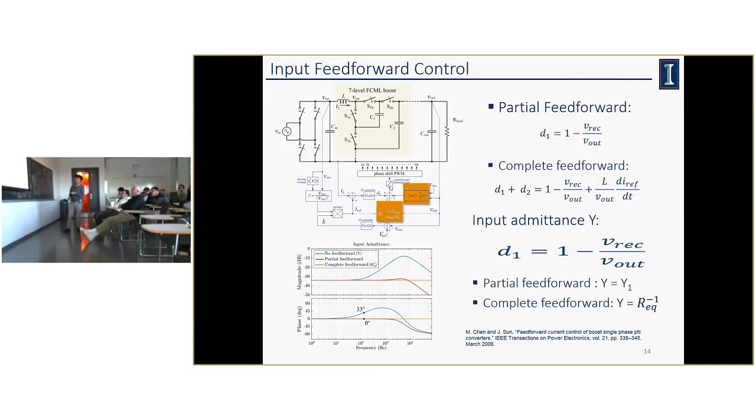And with that, we chose partial feedforward because this is relatively easy to implement, because we just need to sense this node and then divide it by the output.